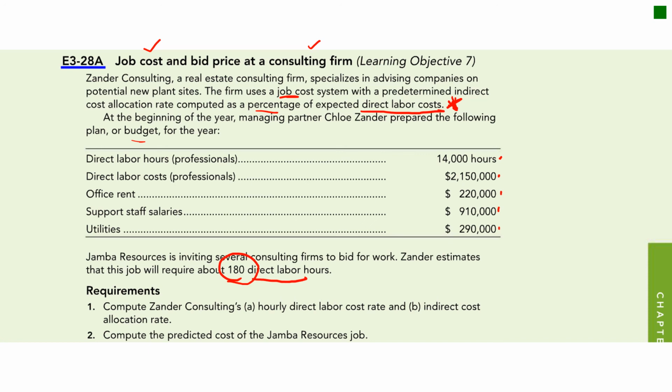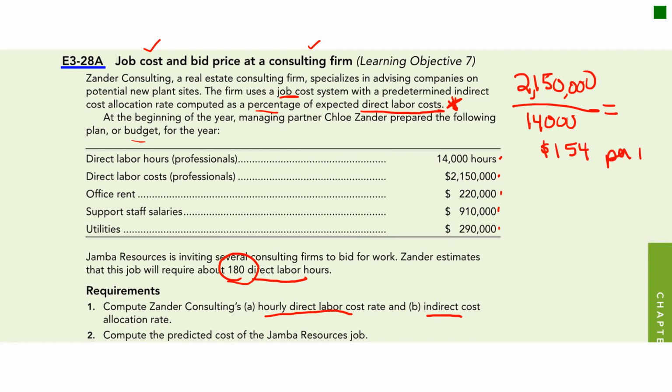So under requirement number 1, it says compute Xander Consulting's hourly direct labor cost rate and their indirect cost allocation rate. So this is basically the overhead rate, and also they want to get the hourly rate. So to figure out the hourly rate, just look at your direct labor cost here, which is $2,150,000. I'm going to write this up here at the top. And you also need to divide that by the number of hours that are going to be worked, which is 14,000. So that's basically a budgeted number. That comes out to right at about $154 per direct labor hour. So that would be part A.